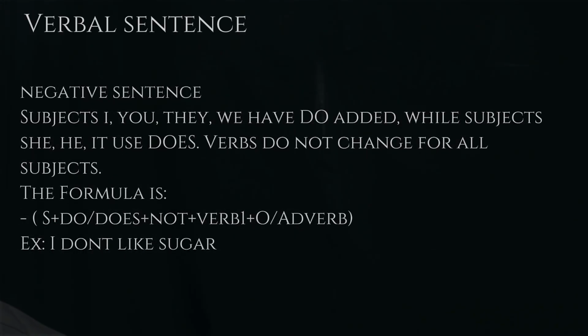The next formula is negative sentence. For subjects I, you, they, we, we use do, while for the subjects she, he, it we use does. Verbs do not change for all subjects, not like in the positive sentence. Okay, the negative formula is subject plus do or does plus not plus verb 1 plus object or adverb. For example, I don't like sugar.